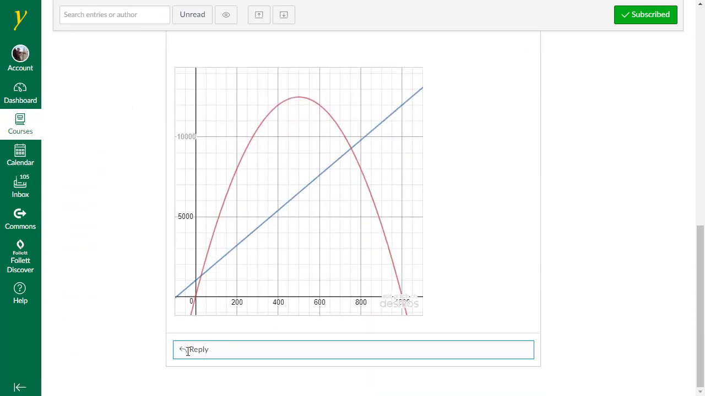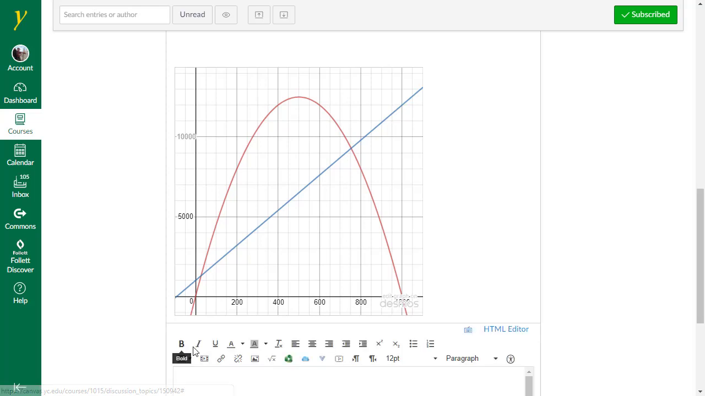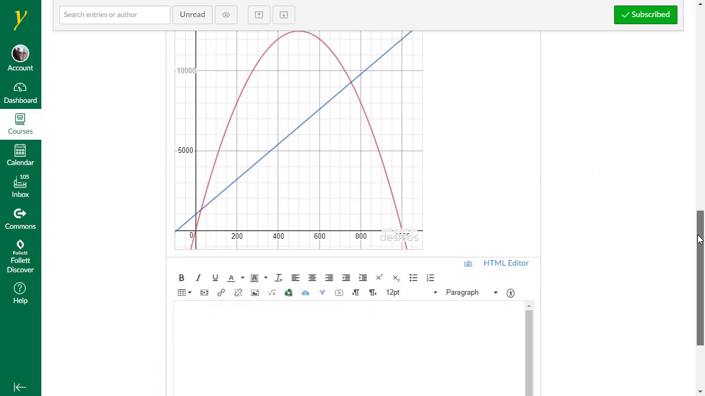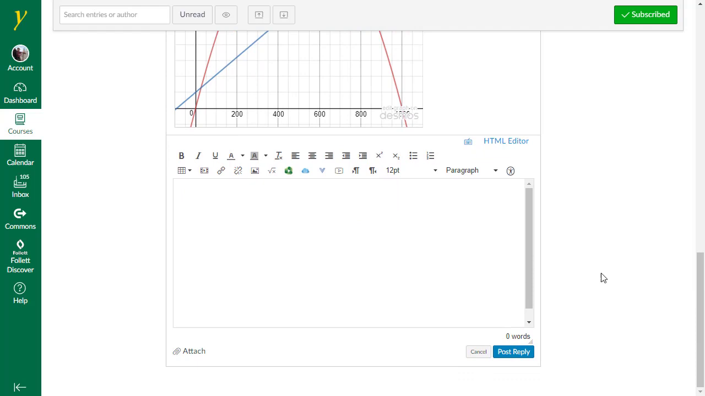And to do that, I'm just going to come down and click where it says Reply. This is going to open up a window where we can put our work in. And the key thing about putting our work in is we need to use this button right here which says Insert Math Equation. So I'm going to start out by saying to find the break-even points, set. So now I need to put in the formula for the revenue function.